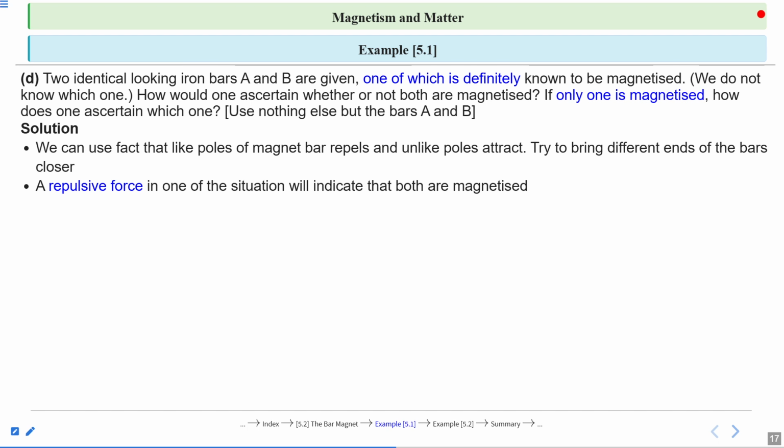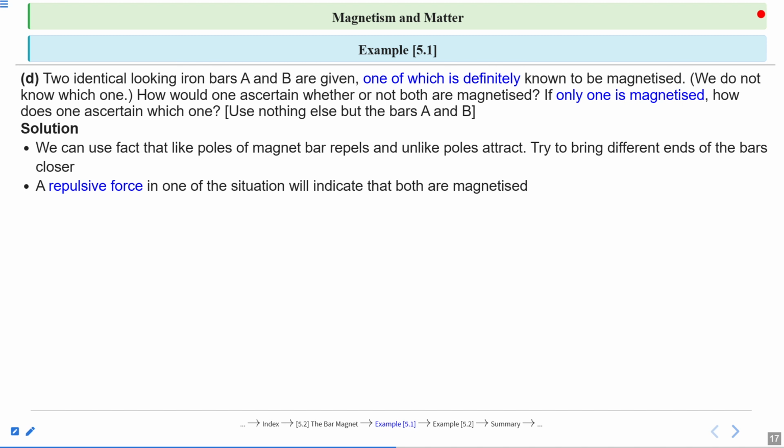From that, when we bring different ends of the bars together, if there is no case where the bars repel, that means one is magnetized and the other is unmagnetized. But if there is a repulsive force in one situation between the two bar magnets A and B, this will indicate that both are magnetized, and we have brought like poles together.